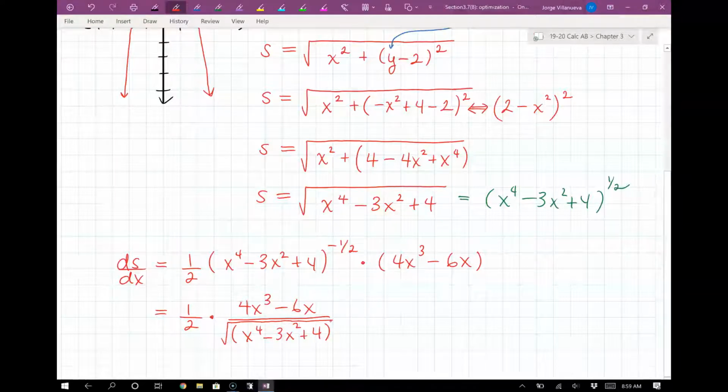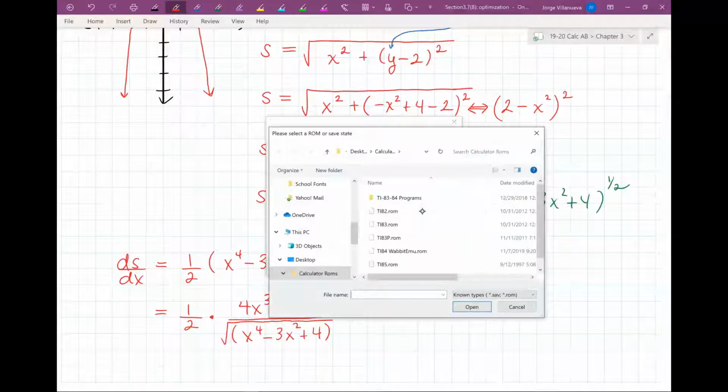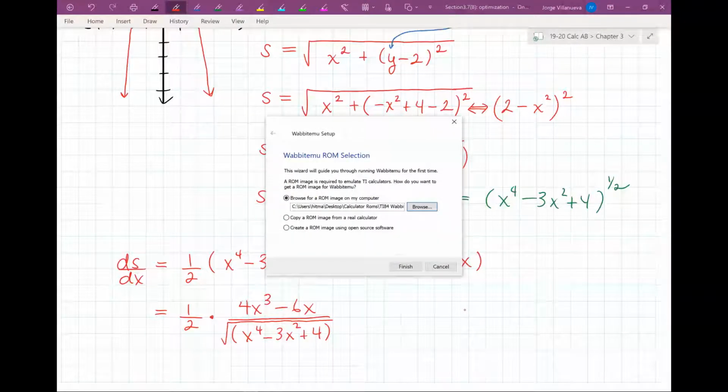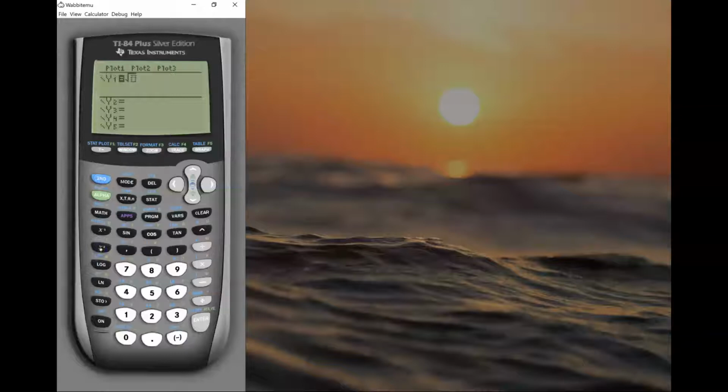Let me write something out really quick. Okay? So let me see. Why is it making me do that? Browser ROM. There it is. Open that. All right. So let me, what was the function that we had? Let me put y equals here. It was the square root of x to the fourth. Was it minus 3x squared? Okay, minus 3x squared, then plus 4. All right. Let me graph that.